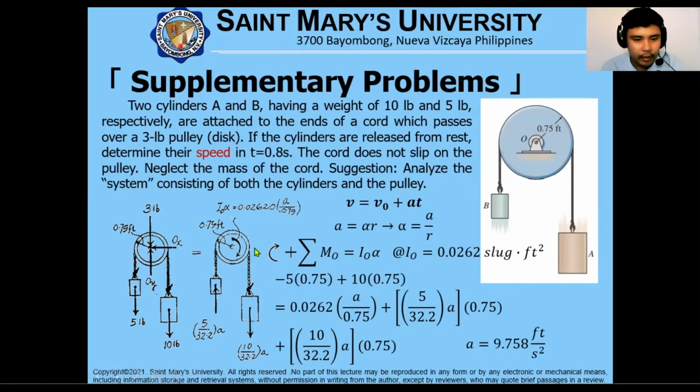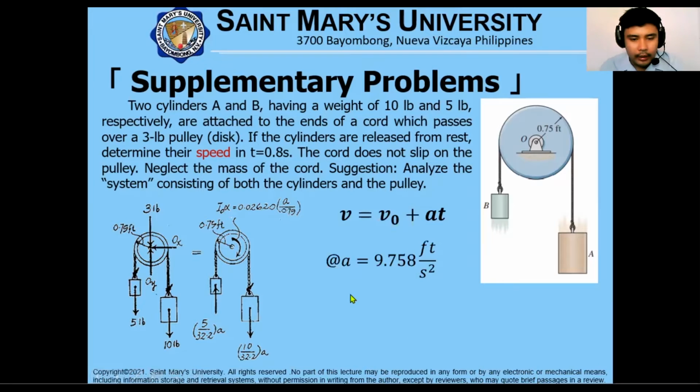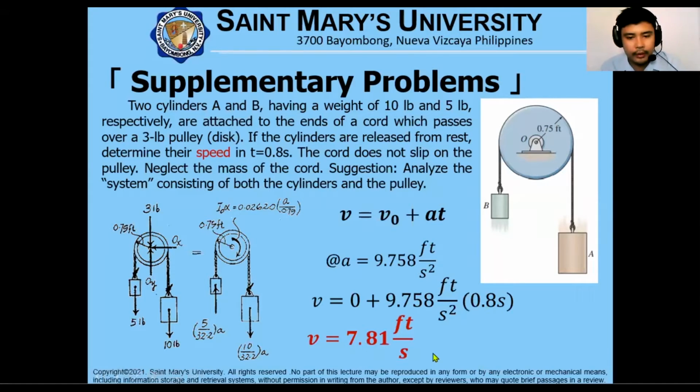We have learned that already. So from this point up to this point, translation. This point up to this point, translation. So this one is only rotation. So next step, we now know the value of A. As we have said, just substitute the value into our main equation, which is on the linear dimensions. So 0 represents from rest, acceleration we have solved already, 0.8 seconds. That yields 7.81 feet per second.